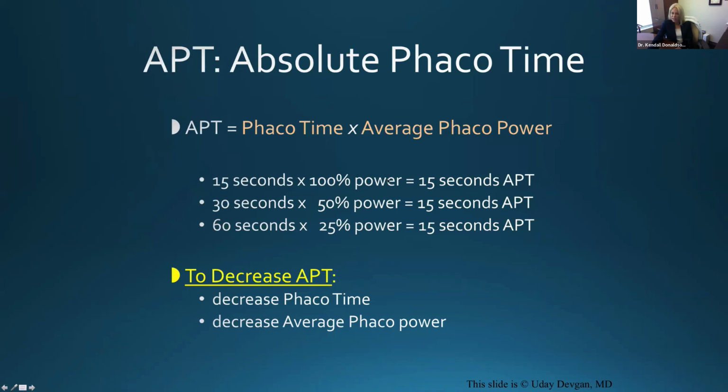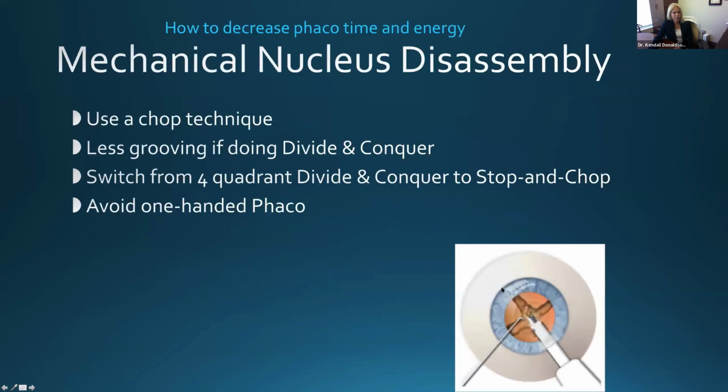high power, and we still end up with 15 seconds of phaco time, absolute phaco time, or we can have a very long time in the eye at a very low power, and we still end up with the same amount of ultimate energy in the eye. So again, we want to decrease the absolute phaco time by decreasing both these things ideally. Okay, so how do we do this?